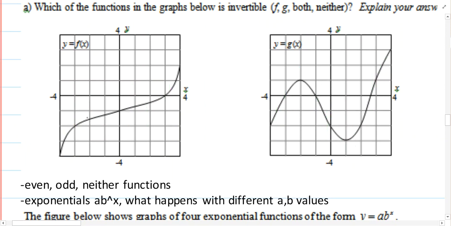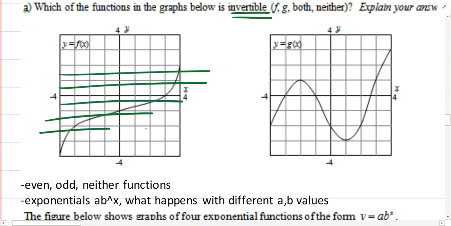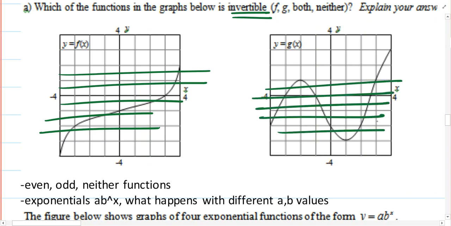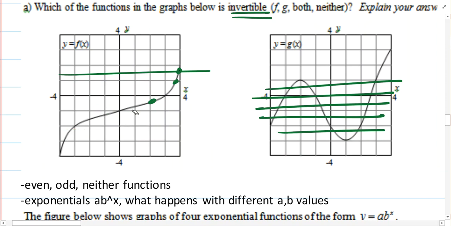So we do have functions here, but only one of these functions is invertible, or in other words, has an inverse. The way we determine if a function has an inverse is we apply the horizontal line test after we've applied the vertical line test. Both of these passed the vertical line test, but only this one on the left passes the horizontal line test. No matter where I draw these horizontal lines, they will only touch the graph in one position. That means that this function is 1-to-1.